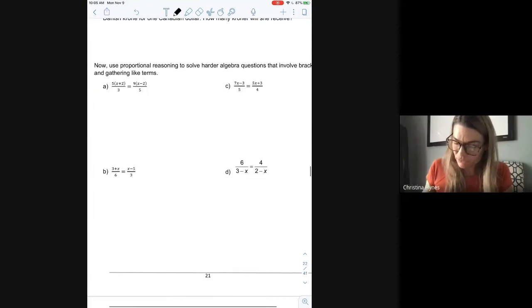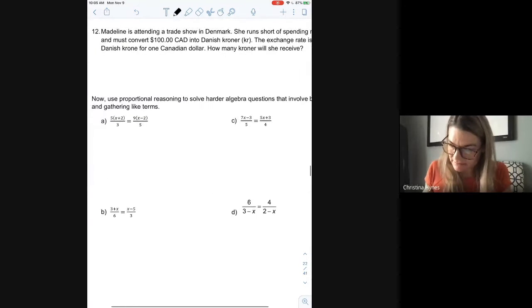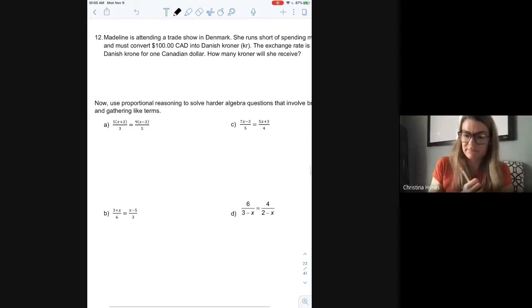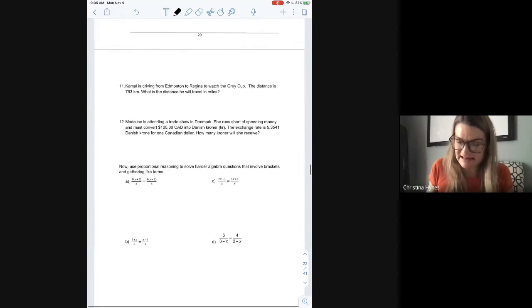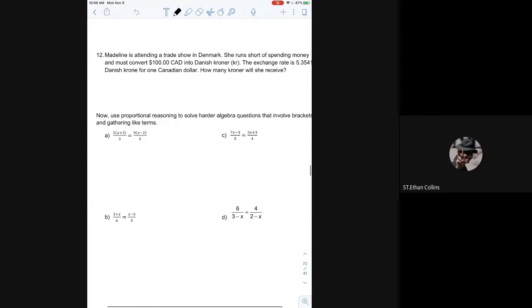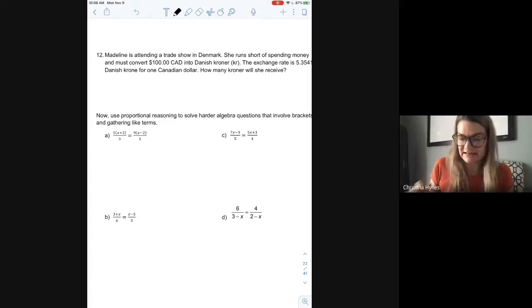Okay, which one do you guys think looks the hardest here? For the question right after 12, I'm going to be honest, I think it's A. Yes, I think it's A too.